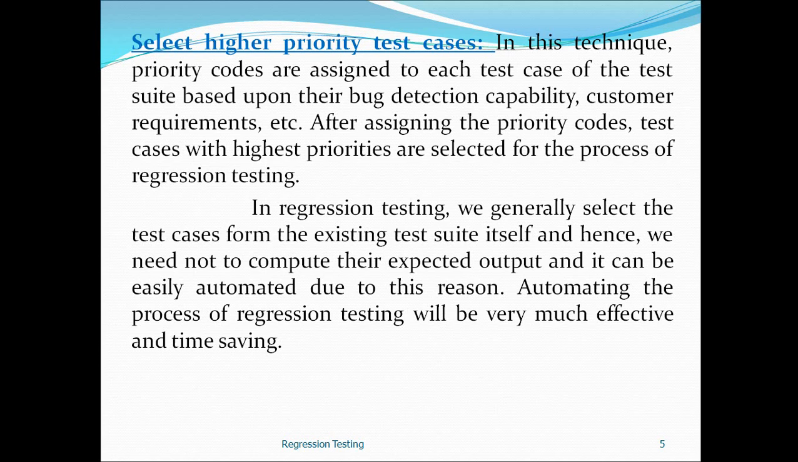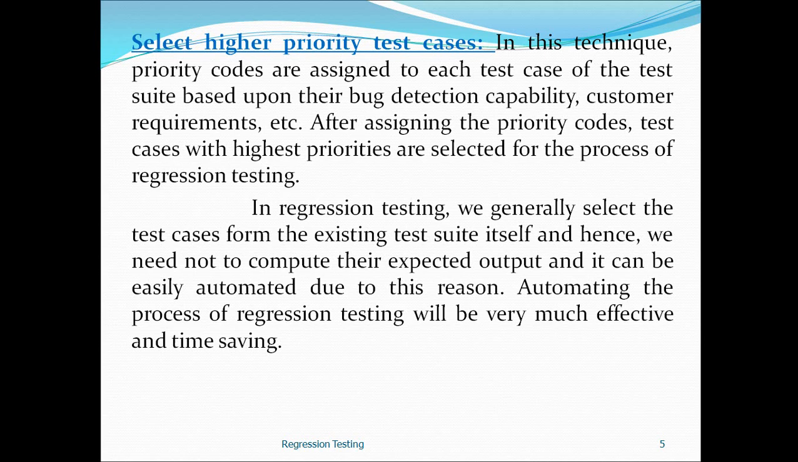Next, last test case, which is highest priority test case. In this technique, priority codes are assigned to each test case of the test suite based upon their bug detection capability, customer requirements, etc. After assigning the priority codes, the test cases with the highest priority are selected for the process of the regression test. This definition also clearly states to select the highest priority test cases. So there is preference for only the highest priority, and the lowest priority has no preference here.